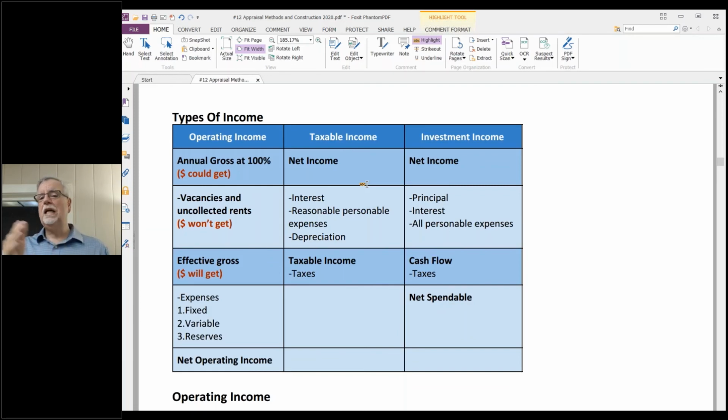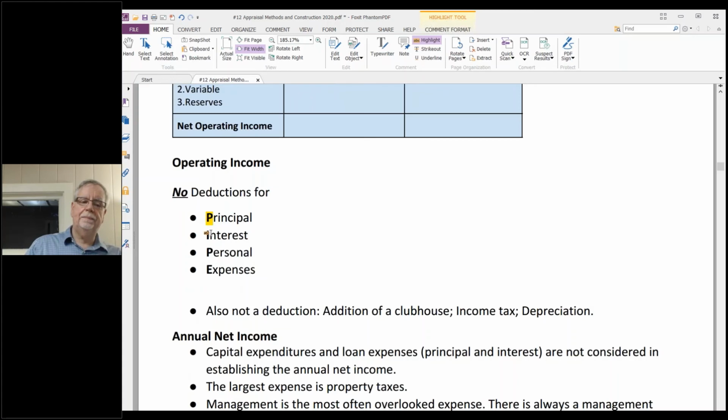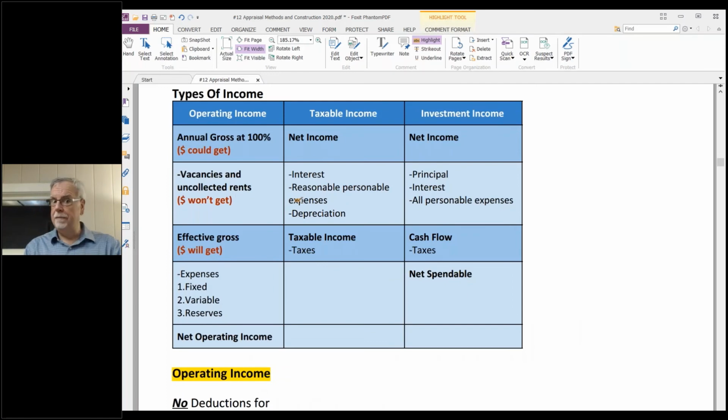And it's out of your cash flow that you pay your taxes. And what you have after you pay your taxes, that's called net spendable. So no deductions for PIPE. See the memory there? No deductions for principal, interest, and personal expenses. That's from operating income. Now you have to be careful when you're on the state exam, because when they ask you questions about income and what can you deduct, you have to be very clear. Are they talking about appraisal income? Are they talking about IRS income? Because they're not the same.